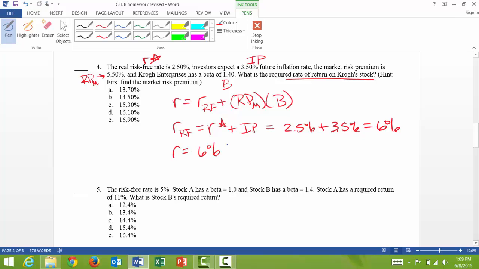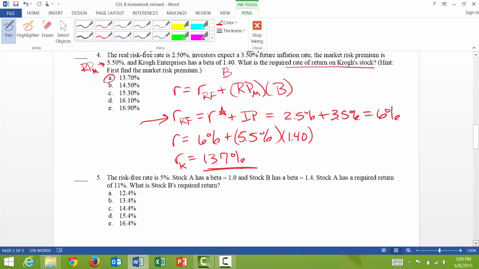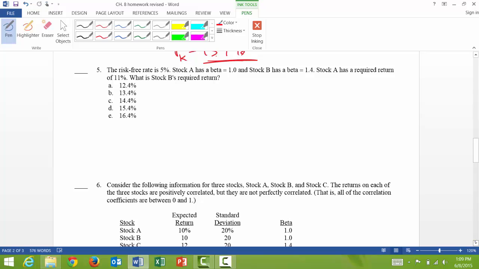So now I have R is equal to 6%. So we can substitute that in now. And the market risk premium is 5.5%. And the beta for Krog is 1.4. And so I get the required rate of return for Krog is equal to 13.7. So answer A. So this one was different in that it made you solve for the risk-free rate. And so let's look at the next one.